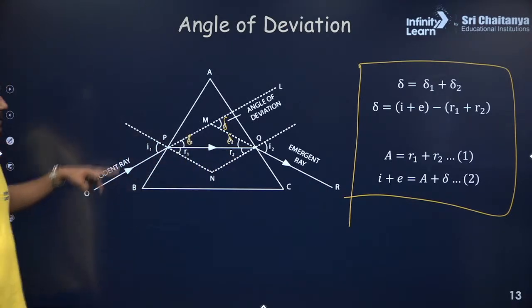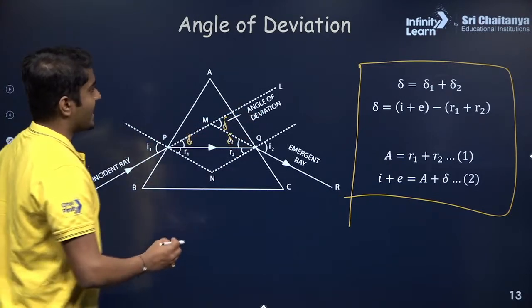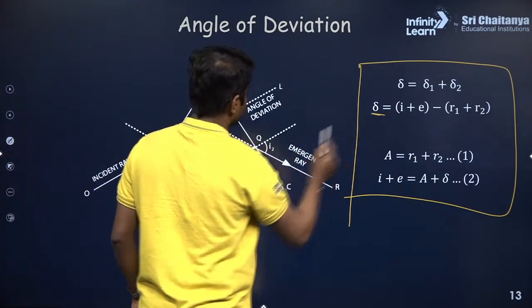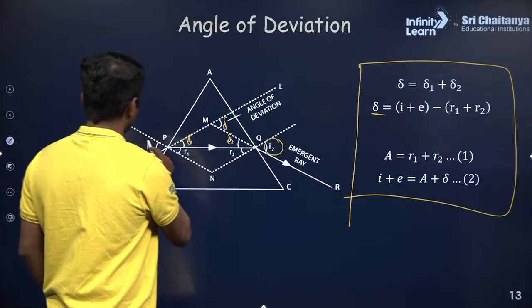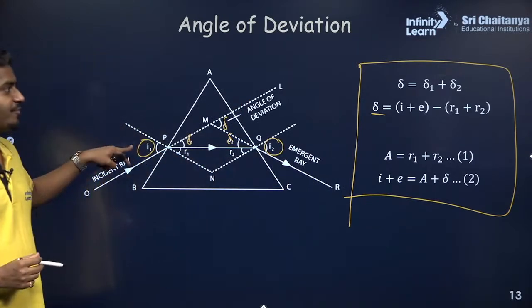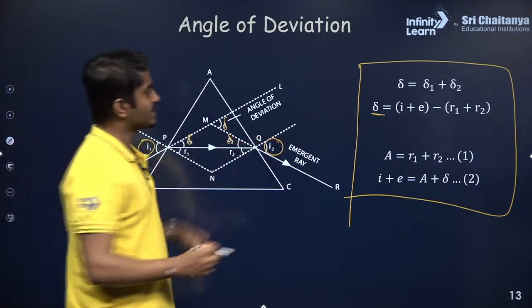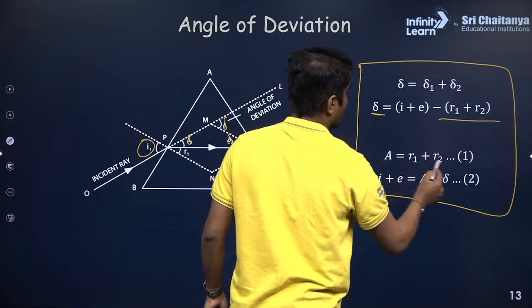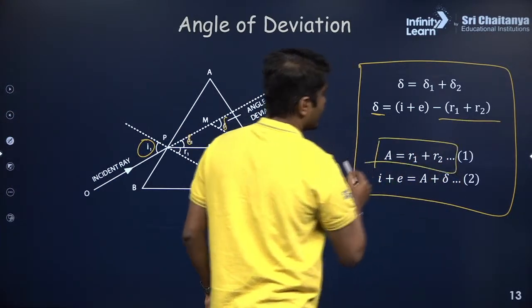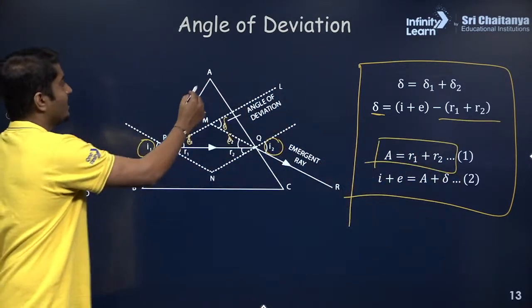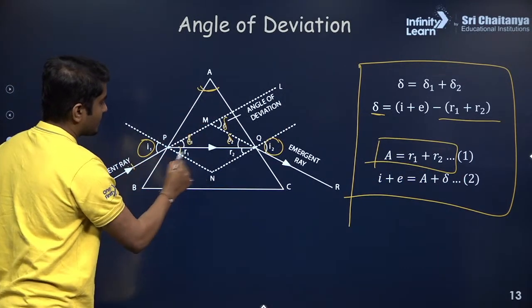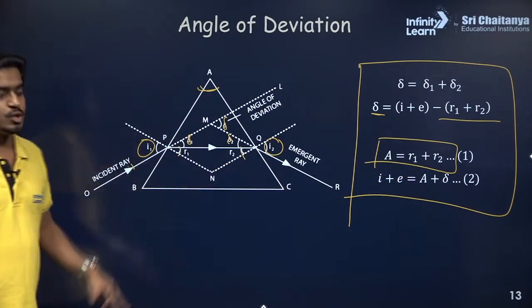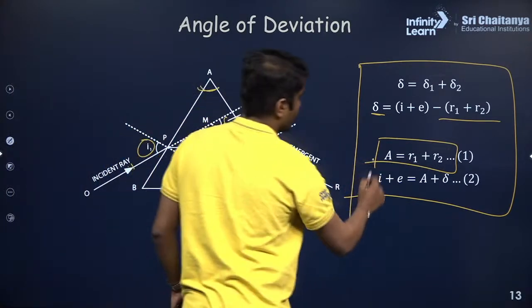Correct? Then the second equation says that this angle of deviation is I1 plus I2, the angle of incidence and angle of emergence, minus A, the angle of the prism. But what are R1 and R2? R1 and R2 are the refraction angles inside the prism. So just substitute and you get the fourth equation.